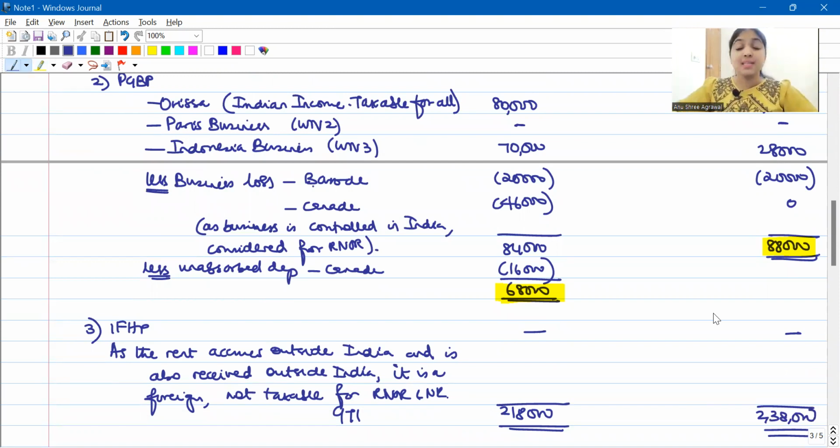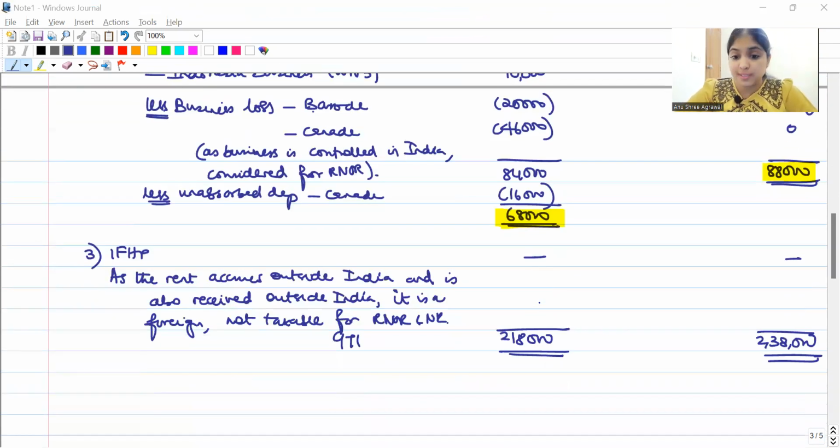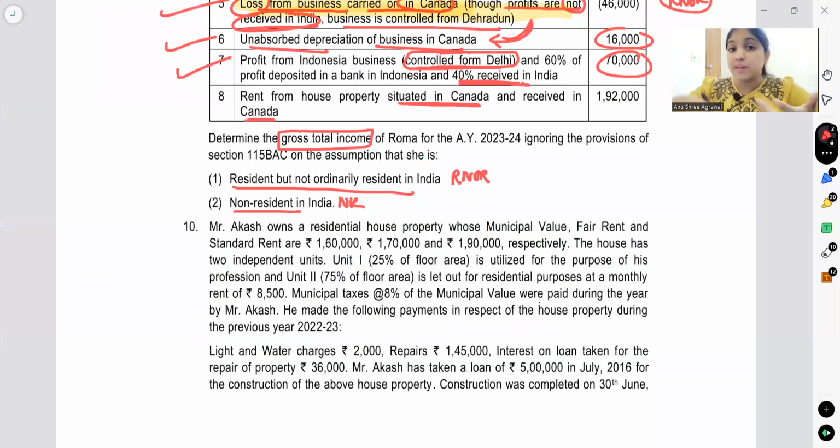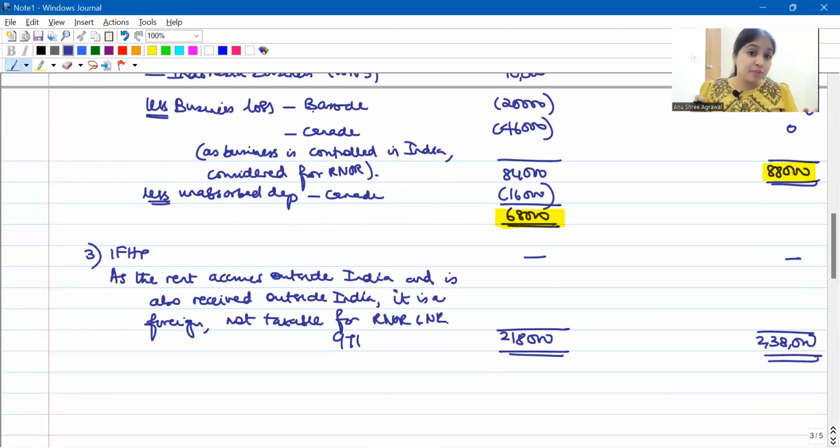Simple question. Yes. What was the biggest learning through this question? I would say our biggest learning through this question was about the exception. Generally, salary accrues wherever you render your services. But if you are an Indian citizen and if you're working for the government of India, even though your services are rendered outside India, it's going to be deemed to accrue or arise in India.